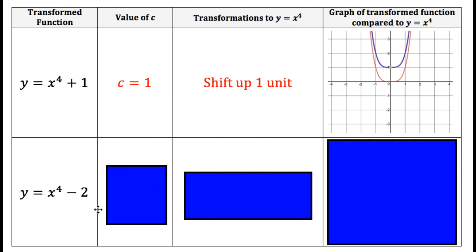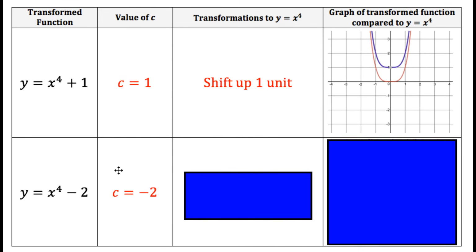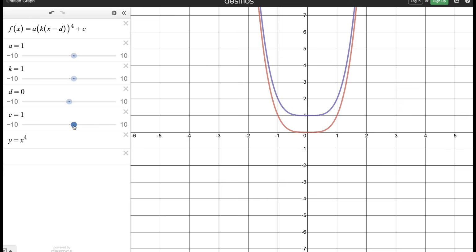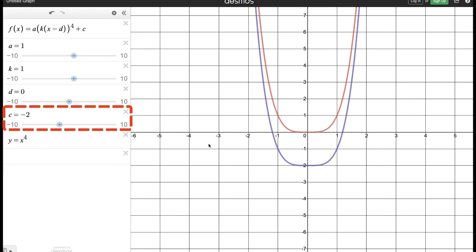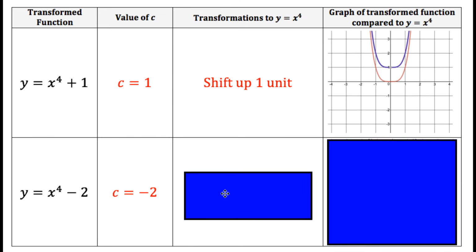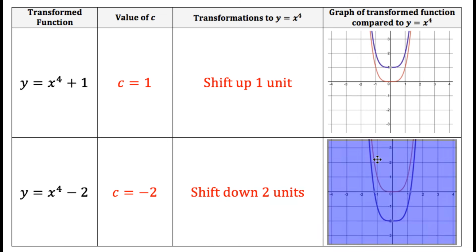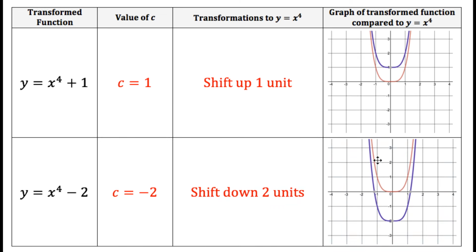And then let's make the c value -2 and see what happens. So if I change the c value to -2, notice the transformed function is now 2 below the parent function. Exact same shape, just been shifted down 2 units. You can sketch that graph as well.